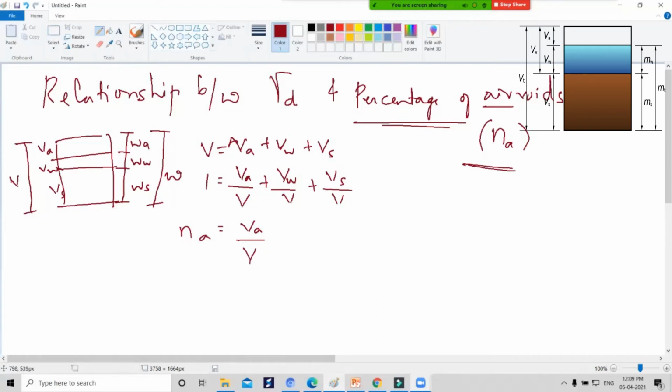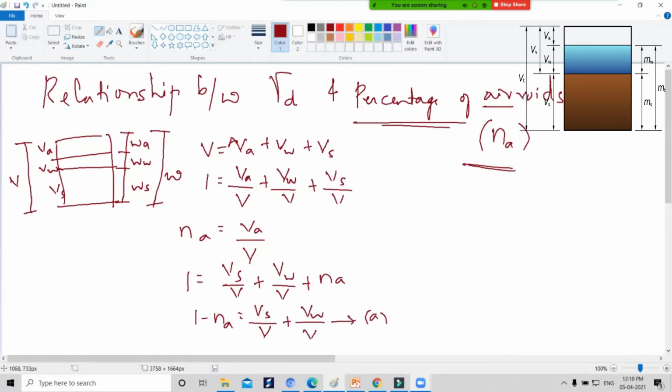Once I write out the percentage of air voids, Va by V, I can say 1 is equal to Vs by V plus Vw by V plus Na. Take this Na outside: 1 minus Na is equal to Vs by V plus Vw divided by V. We'll name it equation A.